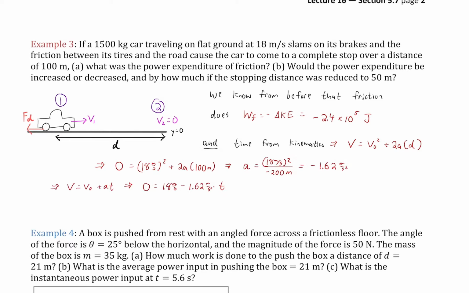And then I'm just going to use that rate of acceleration to find time. I kind of did this the long way. And you get 11.1 seconds, right? That's the total time for it to stop. It's 100 meters, about 300 feet, right? Friction's doing the work the whole time.